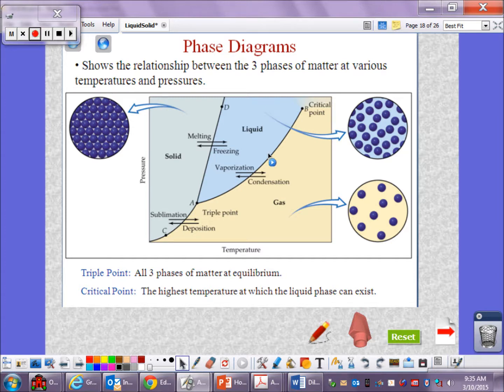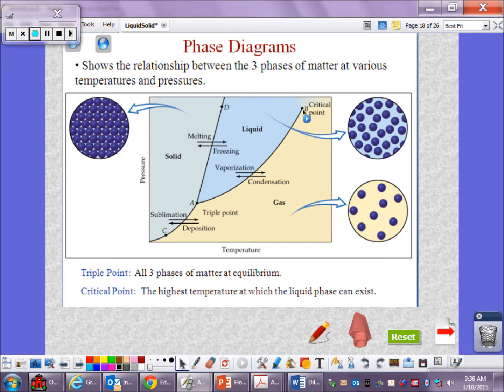Another point here, I need you to look at this. That's why carbon dioxide, I will show you on the next pages, will most likely sublime. It will go from solid to gas, and then back from gas to solid is deposition. This point here is very important. This point is called a triple point. Triple point is when your solid, liquid, and gas are at equilibrium. All three of them are at equilibrium.